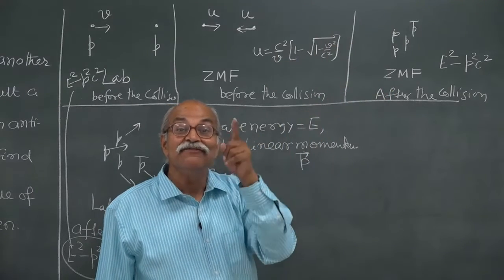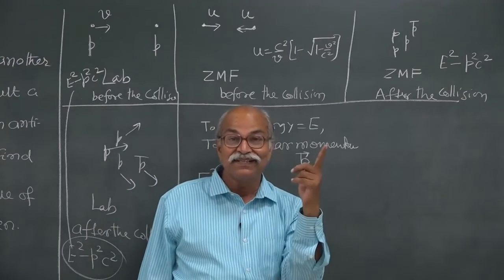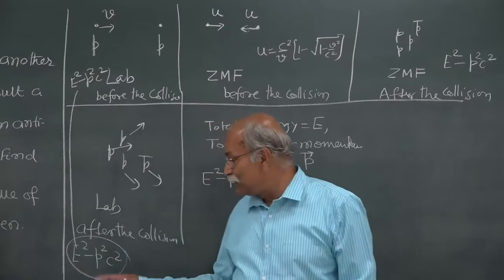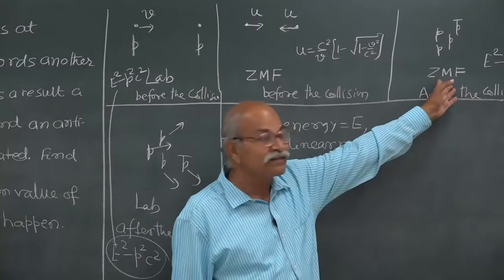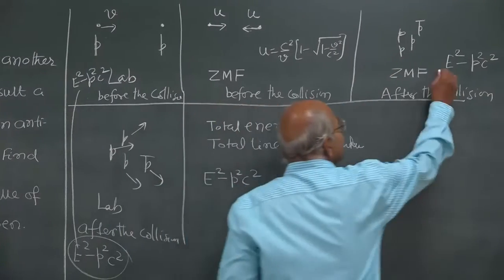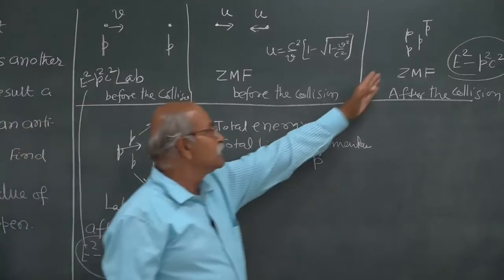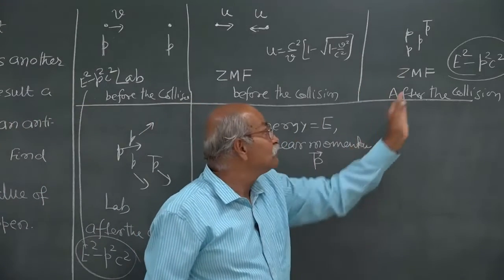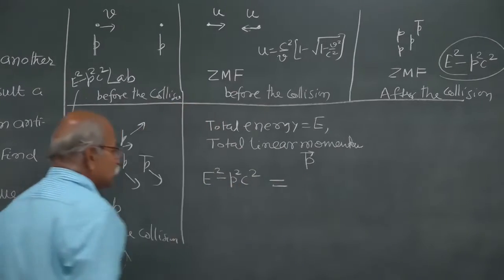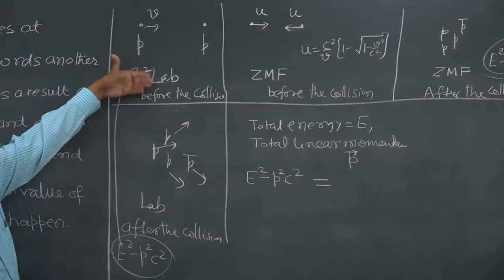quantity is Lorentz invariant. When you do all kinds of Lorentz transformations, E will be different here and E will be different here, P will be different here and P will be different here, but E square minus P square C square is the same, and therefore all these three are the same. All values of E square minus P square C square are the same. Okay, so let us calculate this from here, before the collision in the lab frame.